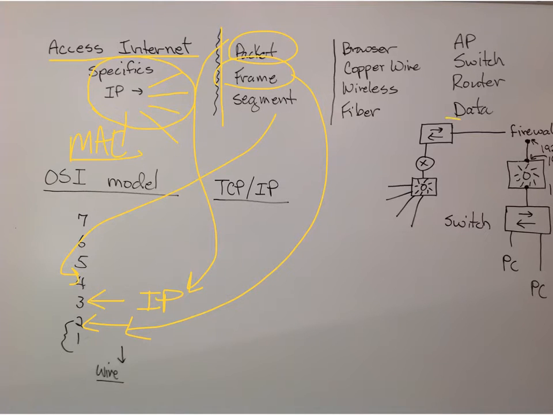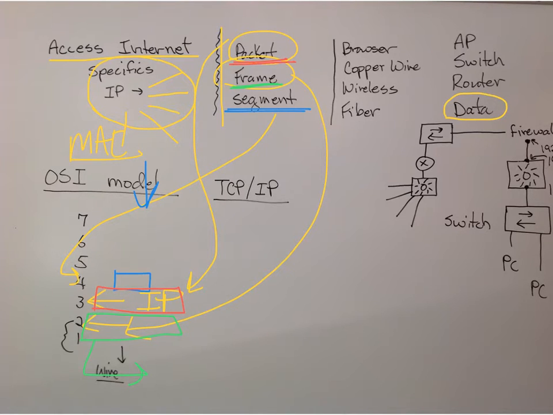So as our data comes down through the OSI model, it gets broken into parts at the transport layer, and we create a segment, and then we encapsulate it with an IP address. Then it's called a packet, and then we encapsulate it again if you're using Ethernet with a MAC address, and then it becomes a frame, and then we put it on our medium, whether wireless or fiber.